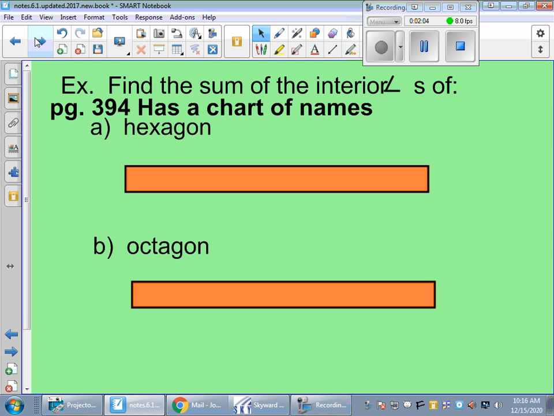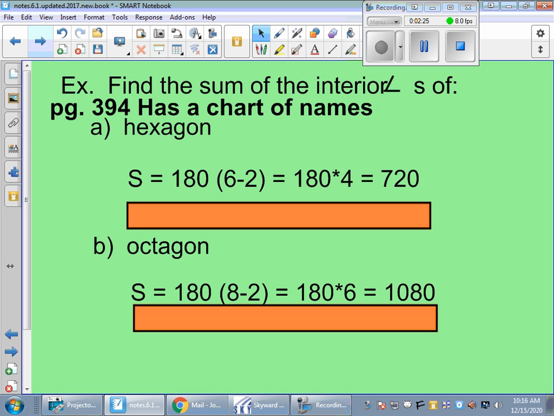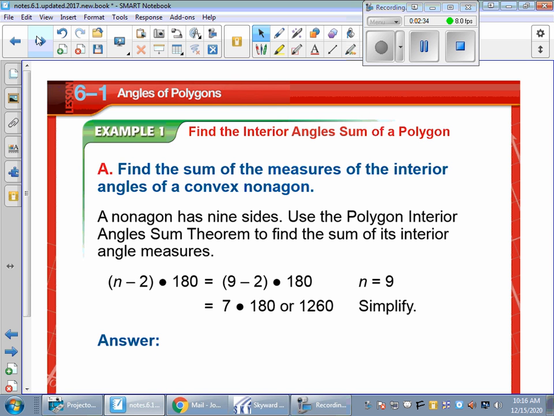If you don't know some of these names, there's a chart on page 394 which gives you an idea of what we're at. So hopefully we know what a hexagon is. Hexagon is a six-sided figure. So we're going to go 6 minus 2 is 4. 4 times 180 is 720. Next one we have is an octagon. Octagon is an eight-sided figure. So hopefully we can plug that in. 8 minus 2 is 6. 6 times 180 is 1080. And that is the sum of the interior angles. Again, interior. This one here is a nonagon. That's a nine-sided figure. Same idea, same concept.